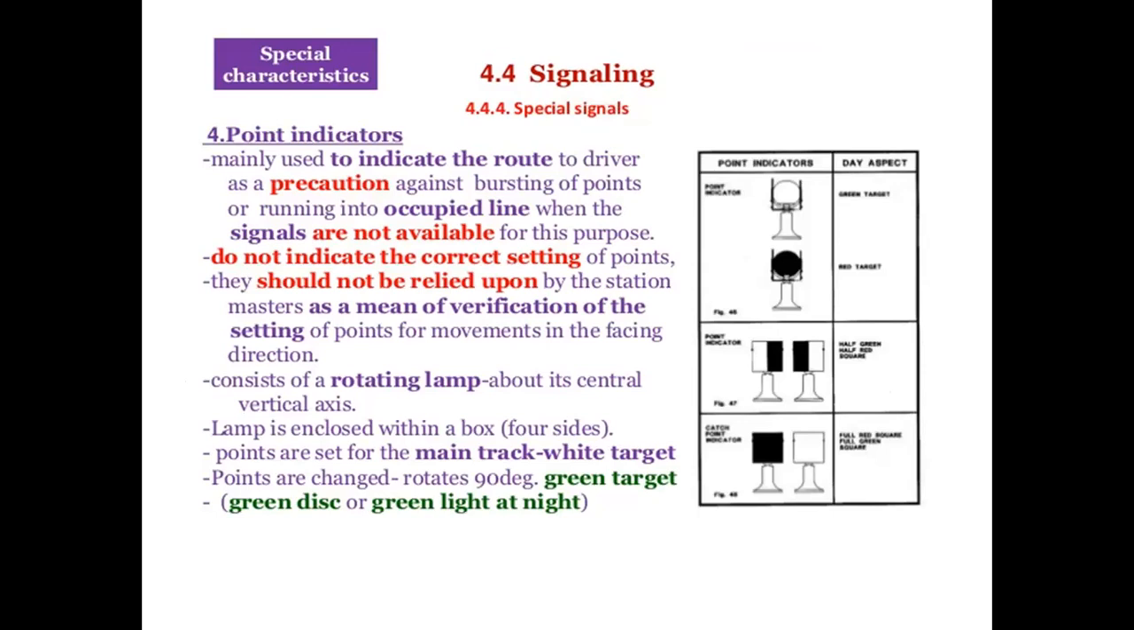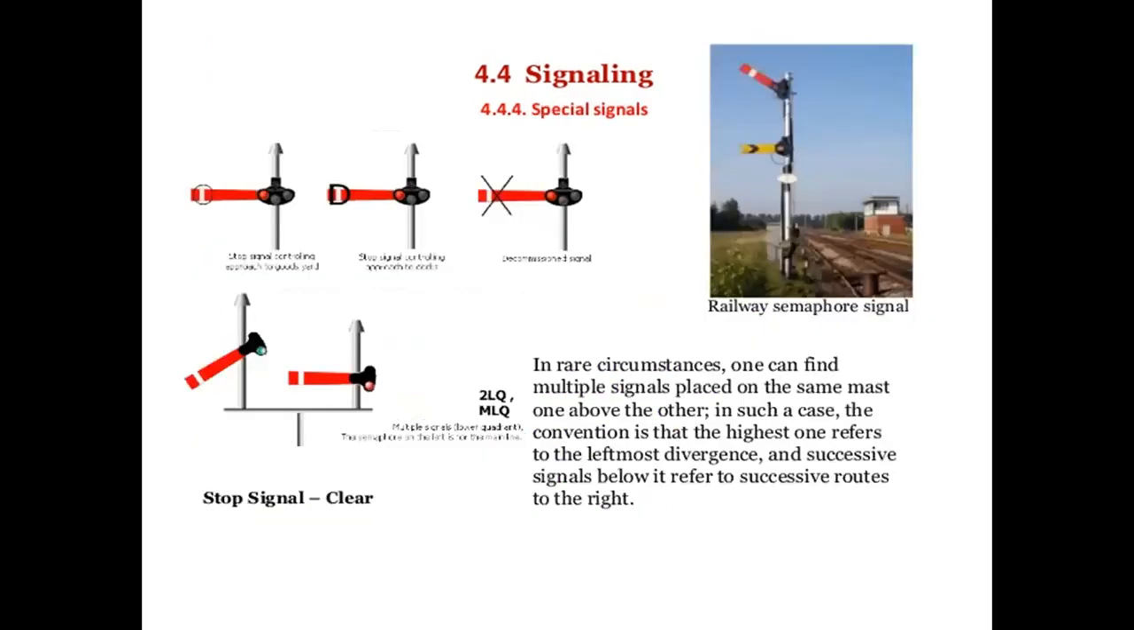So here you can observe the occupied line when the signals are not available. For this purpose they do not indicate the correct setting of points. They should not be relied upon by the station masters as a means of verification of the setting of points for movement in the facing direction. Previously we have discussed this.